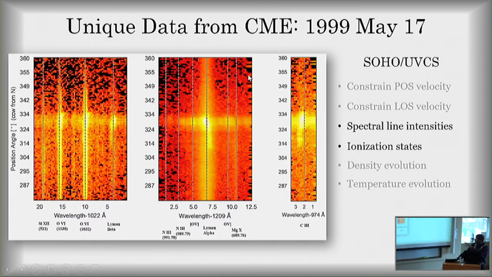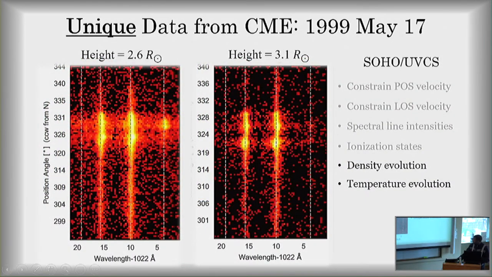Once again, you're seeing segments of the UVCS detector, three segments. And I'm just showing this to emphasize that we have a variety of spectral lines, and that in turn gives us a variety of ions to observe, which allows us to better understand the ionization states of this CME. So for example, we have the oxygen 6 doublet, 1032 angstroms, 1038 angstroms, neutral hydrogen Lyman alpha at 1216 angstroms, and so on and so forth.